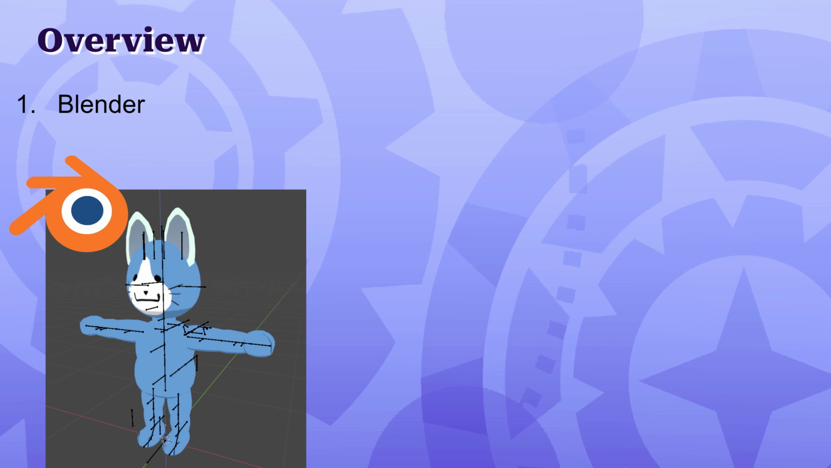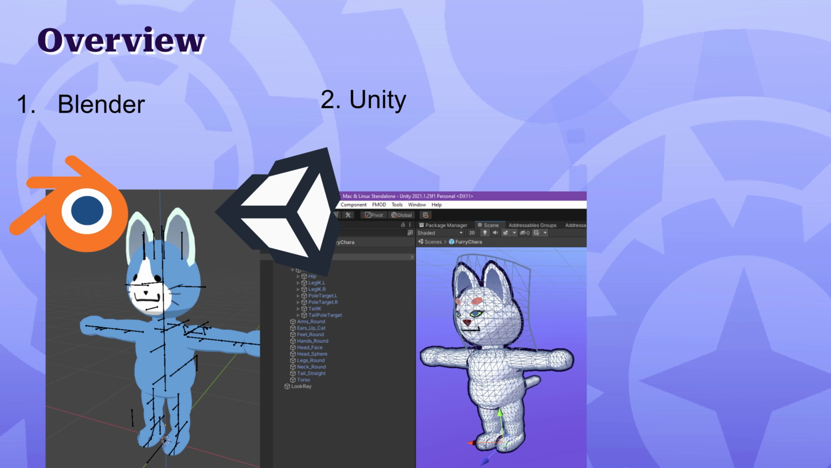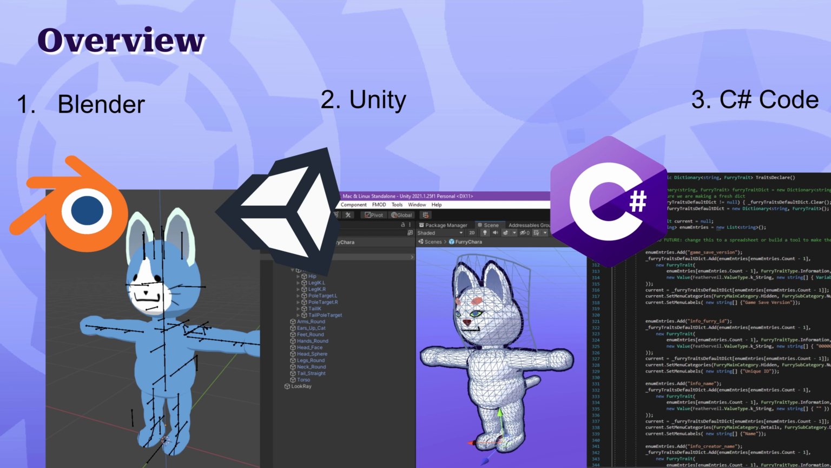First of all, we're going to be modeling and rigging in Blender. Then we're going to import that into Unity. And after that, we're going to use C# code to identify and modify the model's change points. This will not be a full Blender, Unity, or C# tutorial. I've only got so many minutes. So it's going to assume some basic knowledge in these programs, but hopefully everything will include enough terms and starting points that it should be easy enough to Google for more information.